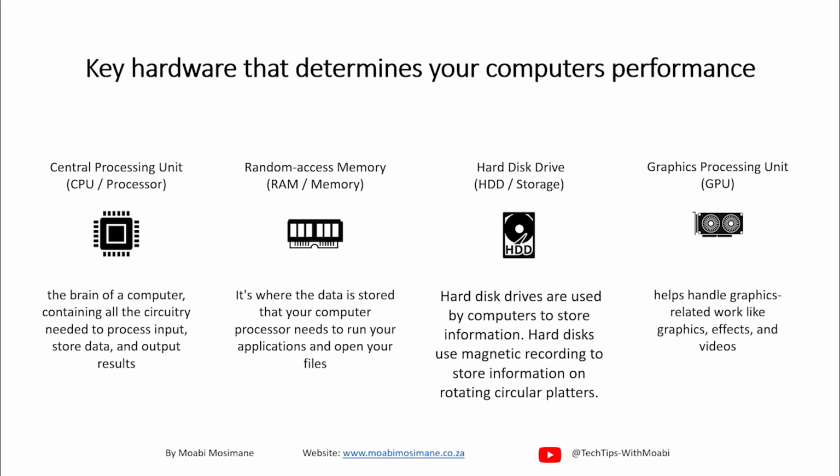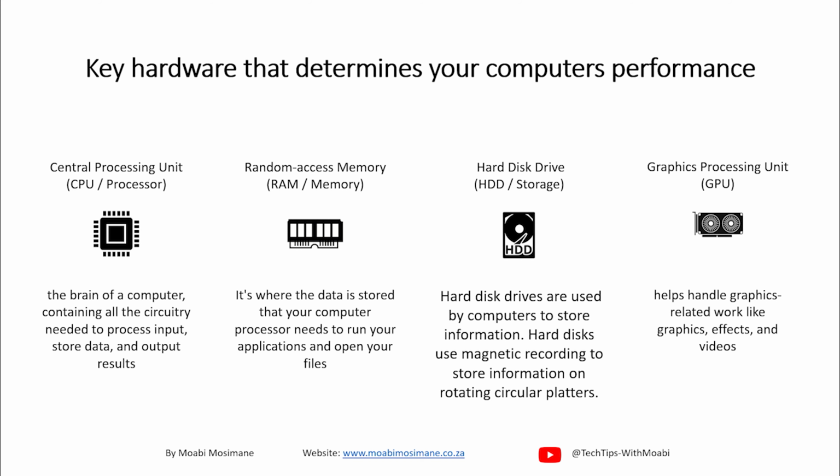So, looking at the key hardware that determines your computer's performance. In this case, you're going to need your CPU or your processor. You're going to need your RAM or memory. You're going to need your HDD or storage. And the GPU is optional.